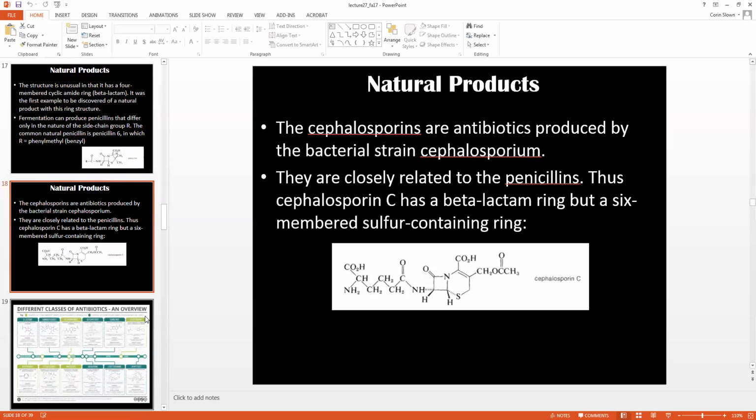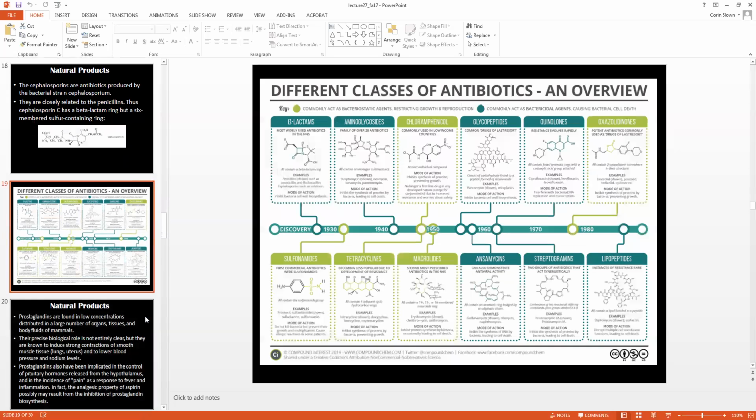The cephalosporins are antibiotics produced by the bacterial strain Cephalosporium, and they are closely related to the penicillins. Thus, cephalosporin C has a beta-lactam ring, but a six-membered sulfur-containing ring. And there are a variety of classes of antibiotics.